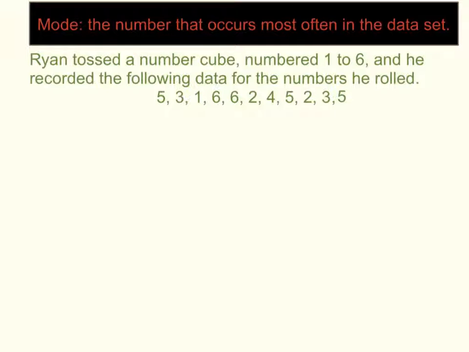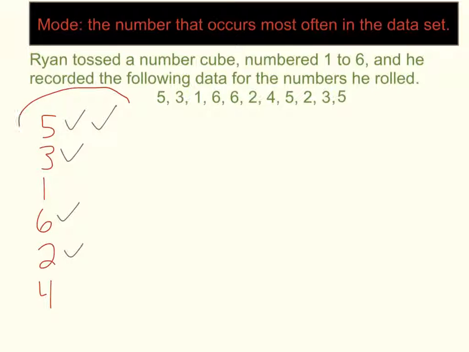So in order to find the mode, we can list all the different numbers that he rolled and see which one occurs most. So he rolled a 5, a 3, a 1, a 6, another 6, a 2, a 4, and then another 5, another 2, another 3, and then lastly another 5. So from listing the numbers and putting the tick marks next to them, we can see that the most numbers he rolled was 5. So for Ryan, the mode was 5.